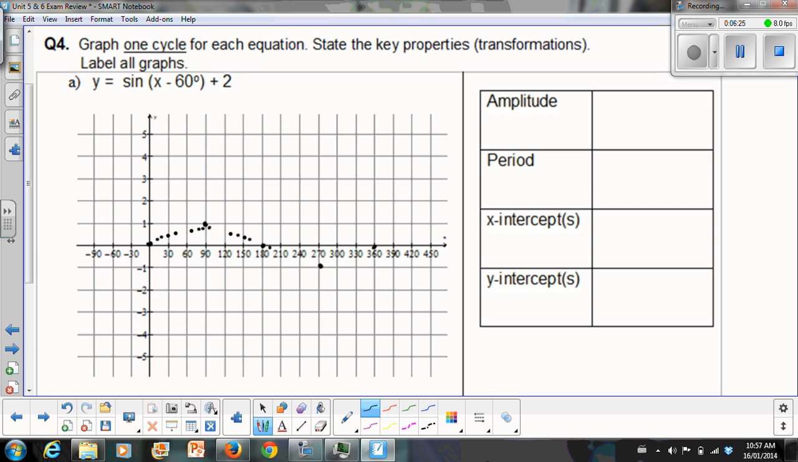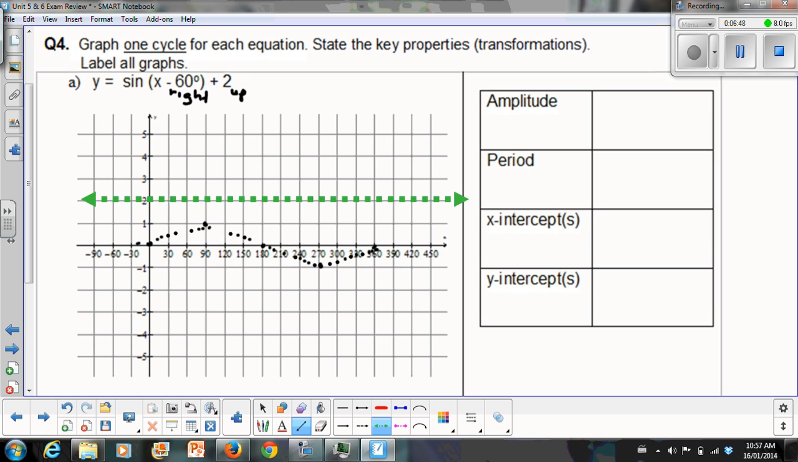I'm going to draw it with a dotted line because we are concentrating on the transformed function. We are moving it right 60 degrees and up 2. Previously, the middle line here was at 0. We are now drawing a middle line at y equals 2. So I'm going to use a dotted line here. And this is called the axis of the curve.